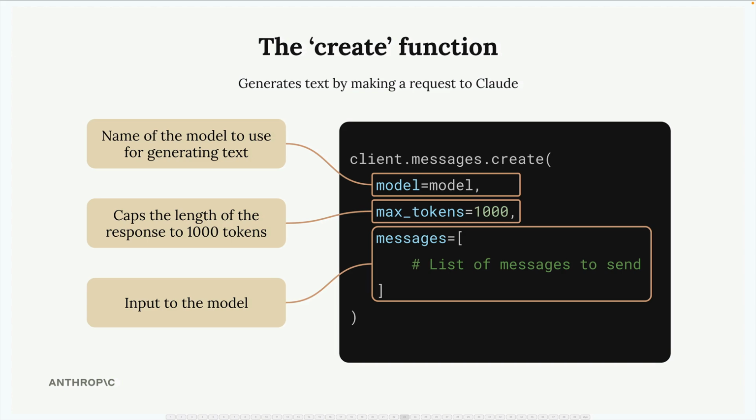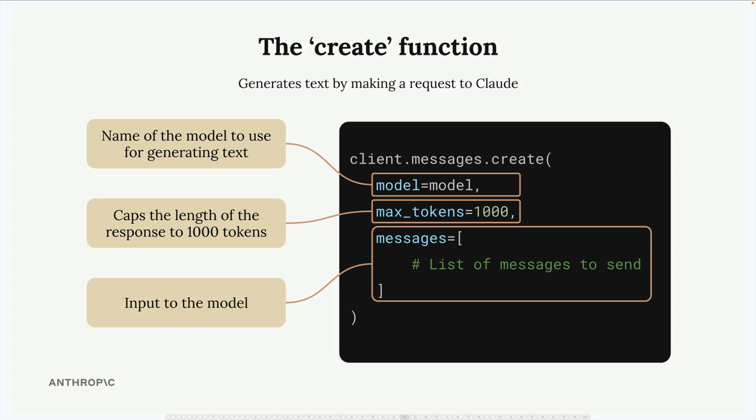In other words, Claude won't try to write a response of 1000 tokens, it'll just write whatever response it thinks is appropriate. And as such, you should really view max tokens as being like a safety mechanism to ensure that you're not generating too much text. Finally, messages. And this is the part that I really want to focus on because messages are going to be a huge focus for us in the coming videos.